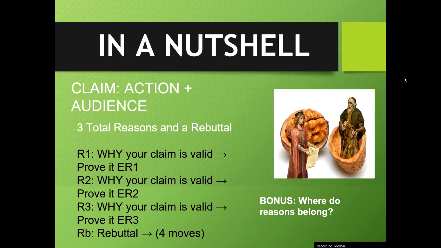So, in a nutshell, the research position paper, this is sort of our preview. You're going to want a claim, and you're going to want to inspire an action and also address your audience. So there should be 3 total reasons and a rebuttal present within the final research paper. Reason 1 is why your claim is valid, and then you prove it, and why your claim is valid, and then you prove it also to your audience. And then you finally have a rebuttal.